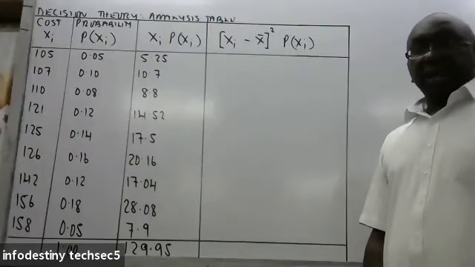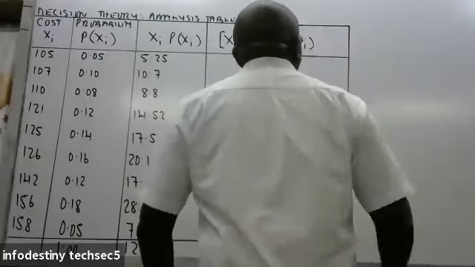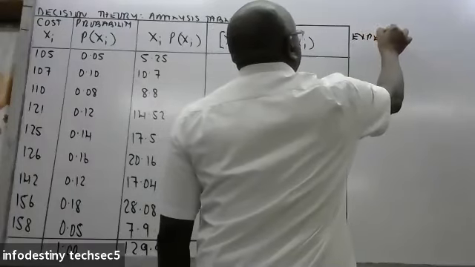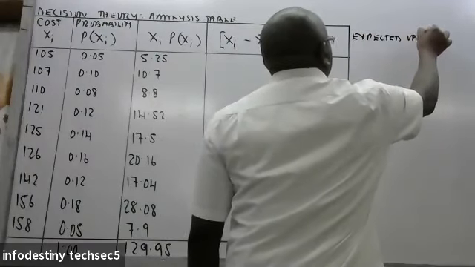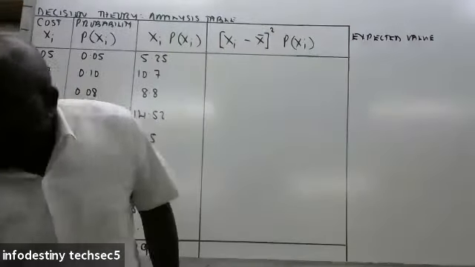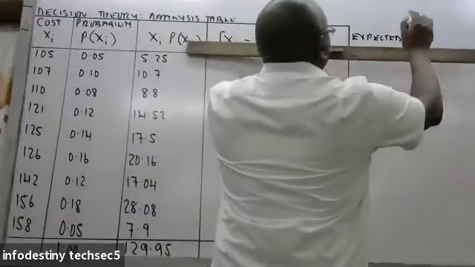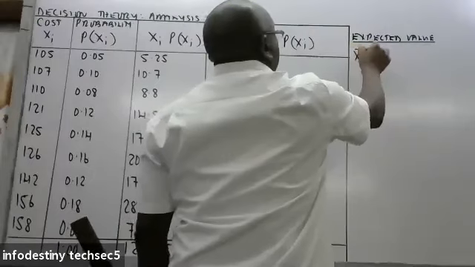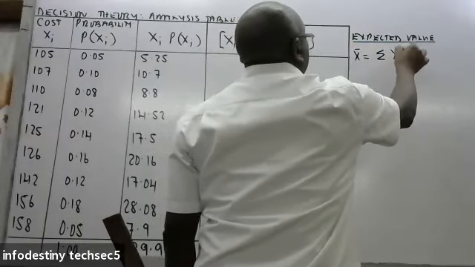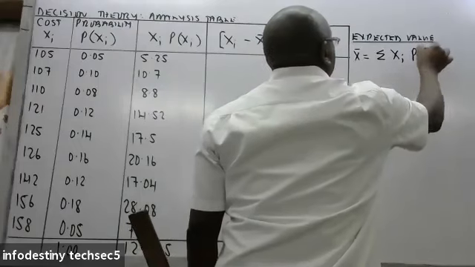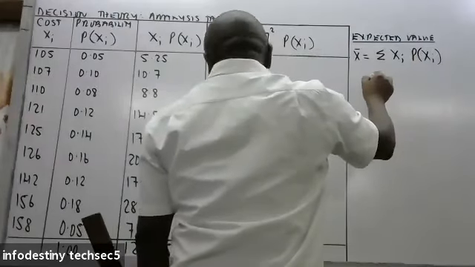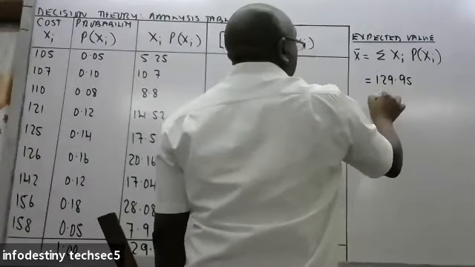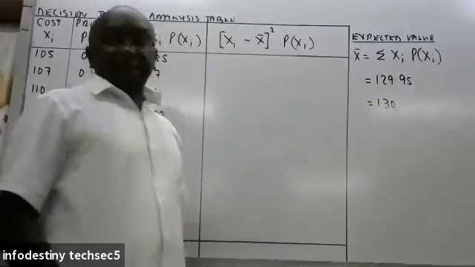So I believe we have gotten that. So now this one down here, you will come and now tell us the expected value. We are looking for the expected value. The expected value, that is the x bar, it is the sum of the xi's. You multiply by the probability of xi's, and that is the one we have gotten as 129.95. You can even take it to be 130.